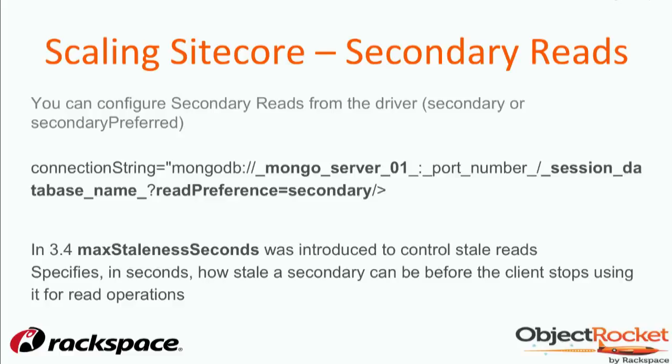You can also scale Sitecore by doing secondary reads. The problem with secondary reads is, as we described, the secondaries are a few operations behind the primary, so you are reading stale data. In 3.4, they introduced a parameter called max staleness seconds, which doesn't allow you to read from a secondary that is X amount of seconds behind the primary. Unfortunately, Sitecore doesn't support 3.4. It supports up to 3.2. But for future versions, this parameter might be useful for Sitecore installations that are using secondary reads.